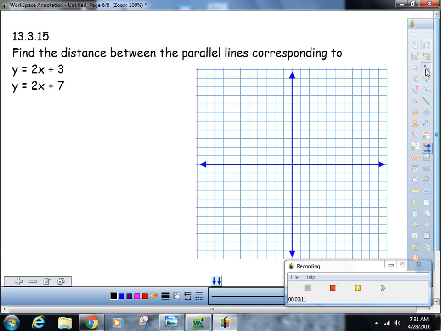So, y equals 2x plus 3, and y equals 2x plus 7. Okay, so the reason we think the answer is 4 is because the distance between this point and that point is 4 units apart, right?